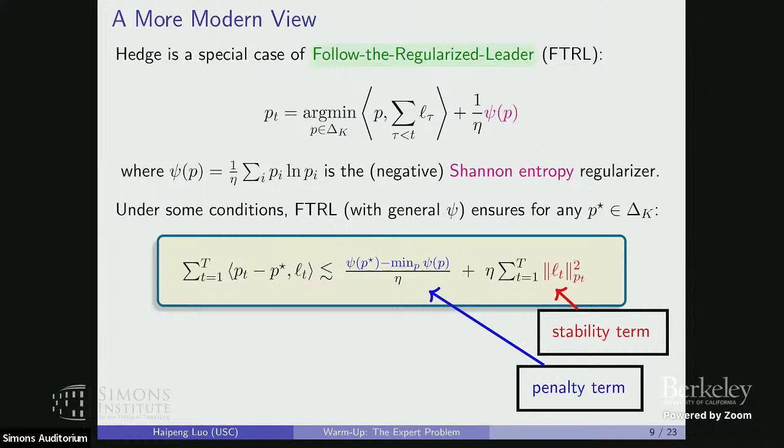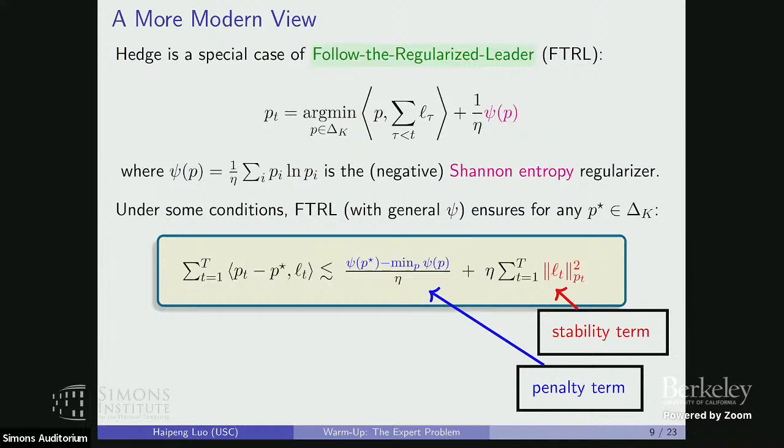It's saying that for any distribution p star you want to compete with, your regret is bounded by the sum of these two terms. The first term is usually called the regularization penalty term, which I will always denote in blue. It is psi of p star, where p star is your competitor, minus the minimal value of psi. Usually you have no information about p star and you just bound this by the maximal value of psi, so the penalty is exactly the range of the regularizer. That's the penalty term.